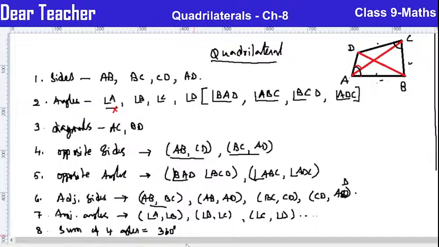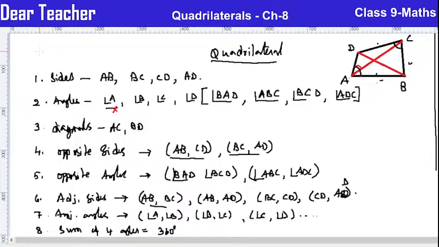So this is about basic terminology in the quadrilateral. So at the same time, we should be able to. We will go to another part.